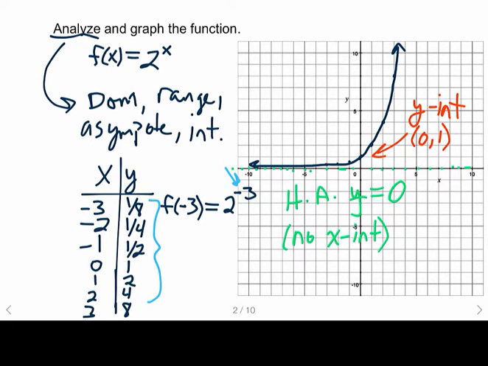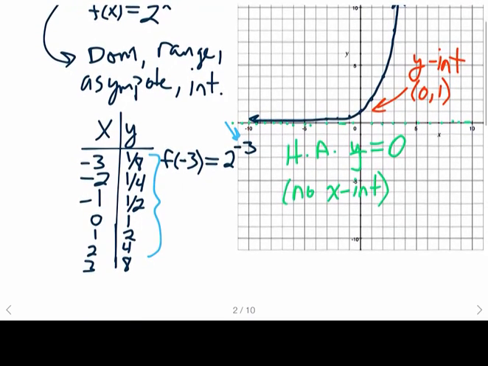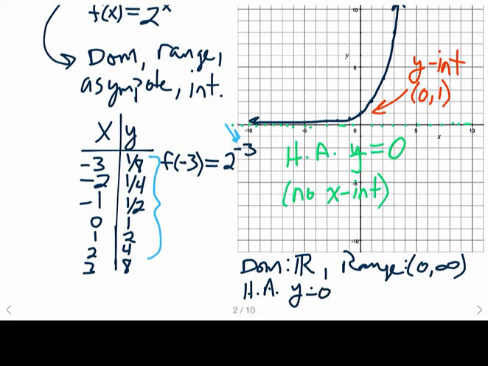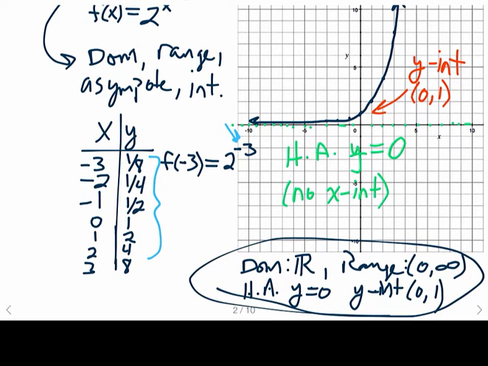As far as the rest of the stuff we're looking at, let's go ahead and consolidate our information. The domain is going to be all real numbers. The range is 0 to infinity with an open parenthesis at 0. It doesn't actually equal 0. There is a horizontal asymptote of y equals 0, and then there is a y-intercept of (0, 1). So that's the analysis portion.